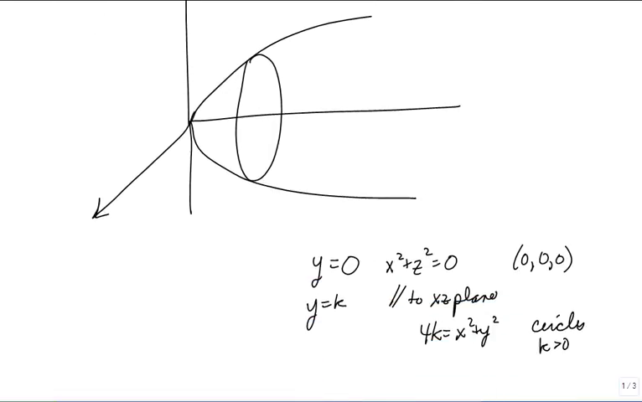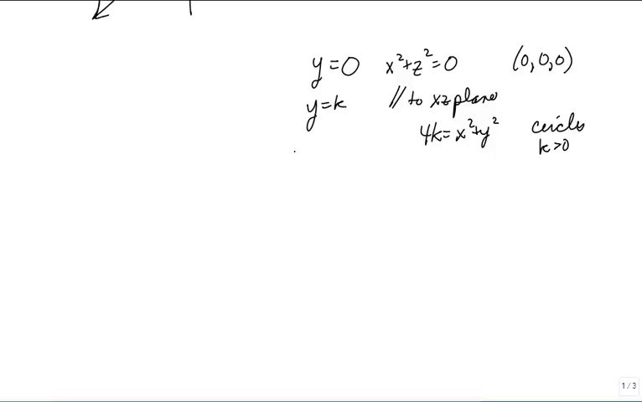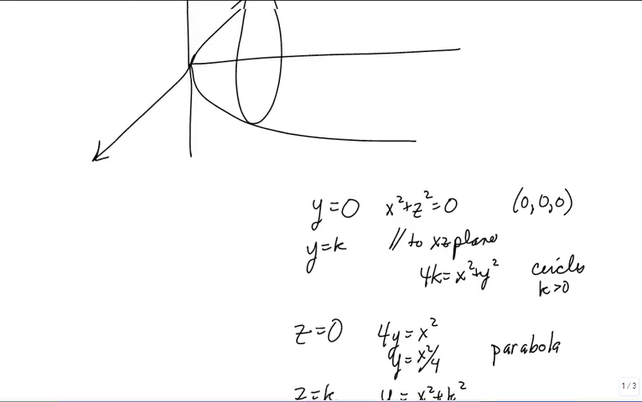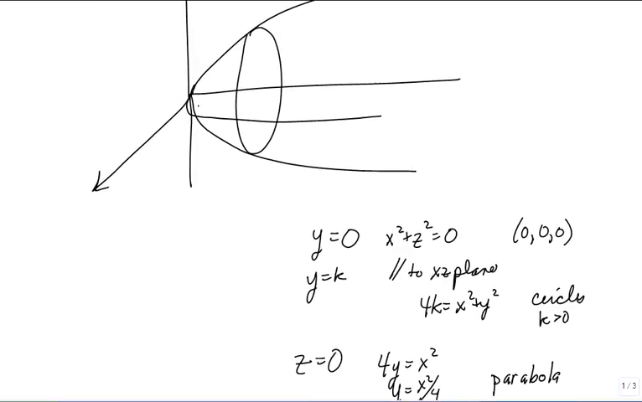And again, you can tell by the traces what we're going to end up getting if you do enough of these. If z equals 0, you get 4y equals x squared, y equals x squared over 4, another parabola. If z equals k, we get y equals x squared plus k squared over 4, which is again a parabola. And this is laying flat, so it's going to come like that, and that part you're not going to be able to see. And then you have these circles. So we get a circular paraboloid.